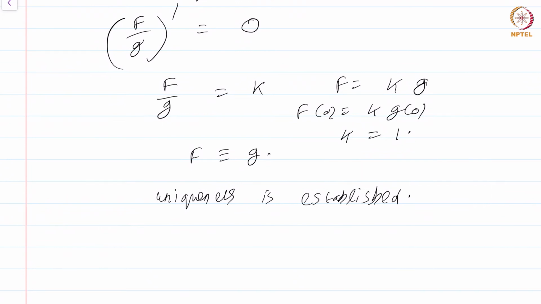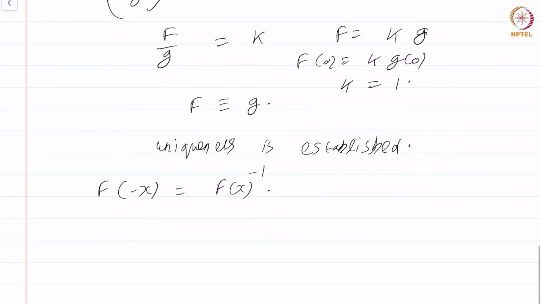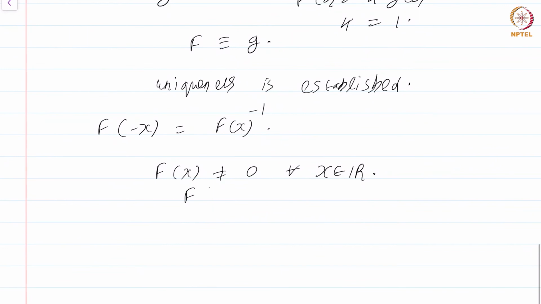We have also got a useful fact about this function f, which came out in the proof. The fact that f of minus x is just f of x inverse. Please keep this in mind. This will be very, very useful. Now we already know that f of x is not 0 for all x. That is also something that came out in this proof. And we also know that f of 0 is equal to 1.